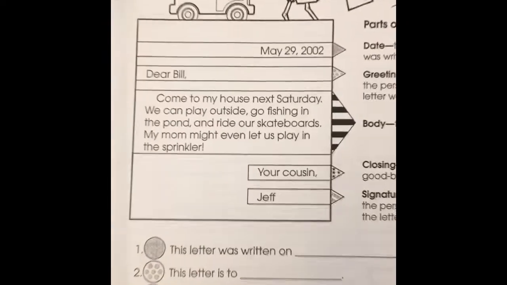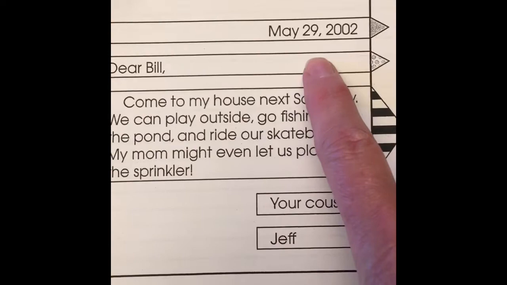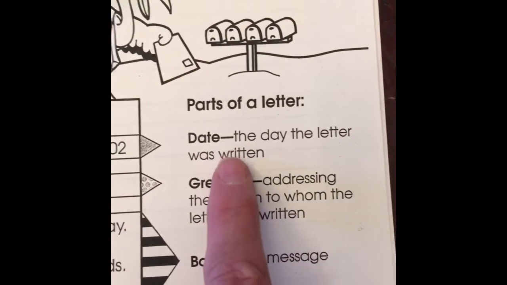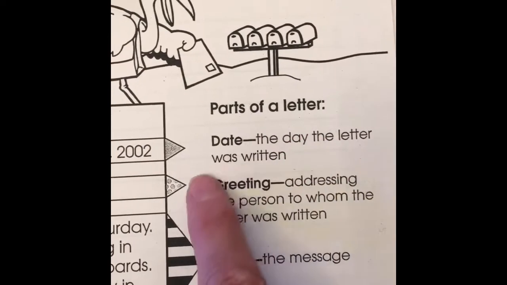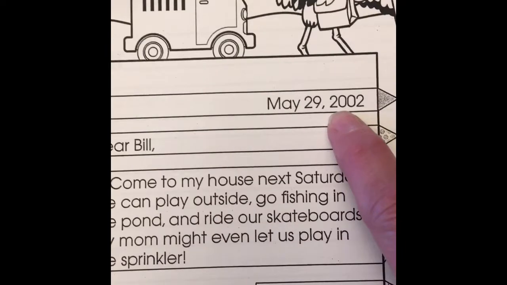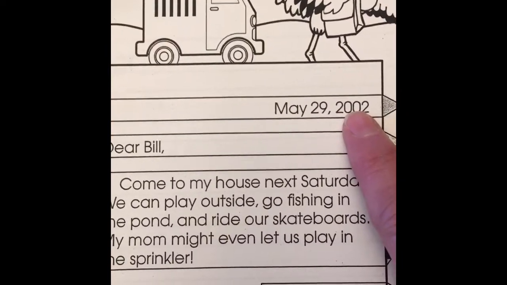Okay, so let's look at the parts of the letter here. Right here is the date. Okay, so the date is the day the letter is written. And the date is always going to go in the right hand corner. This is the right corner.